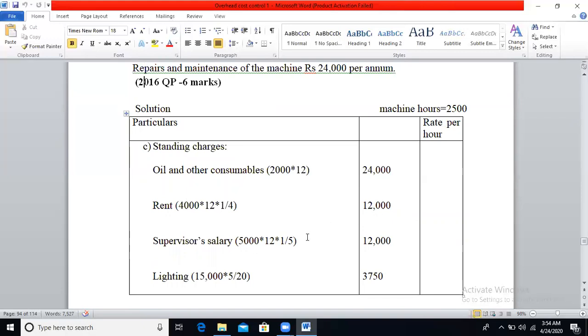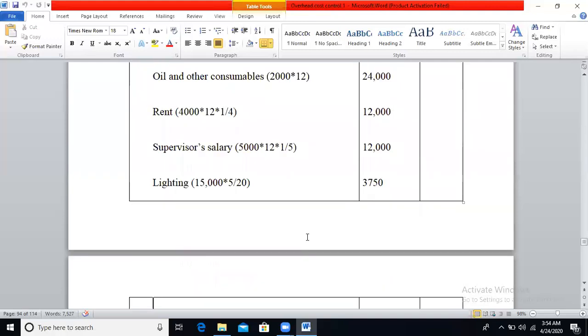Like that, supervisor salary, they have given 5,000 per month. So convert it into year, 5,000 into 12, and the supervisor is devoting his time only for 1/5. So 1/5 of time will be devoted by the supervisor. That's why we have calculated only 1/5 of 5,000. So 5,000 into 12 into 1 divided by 5. The amount will be 12,000.